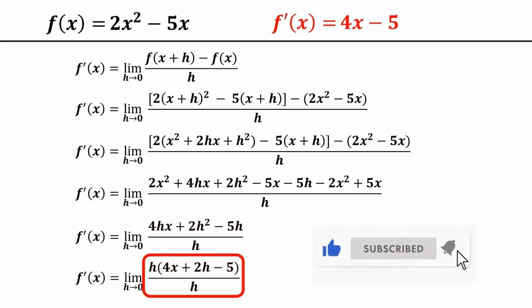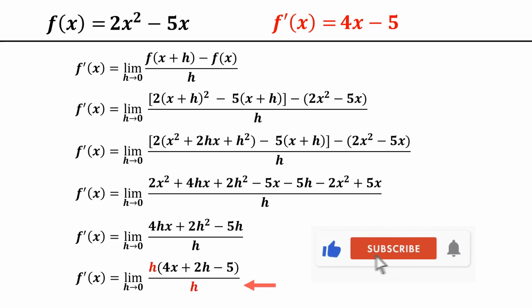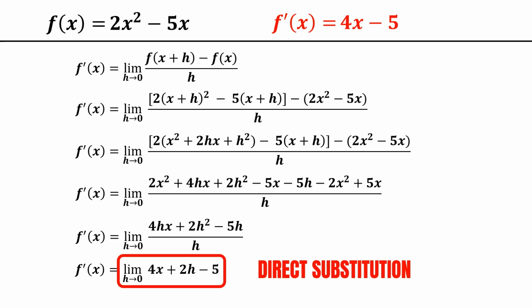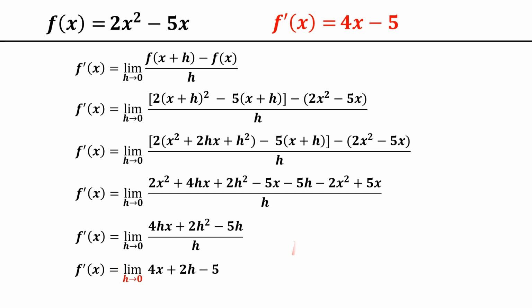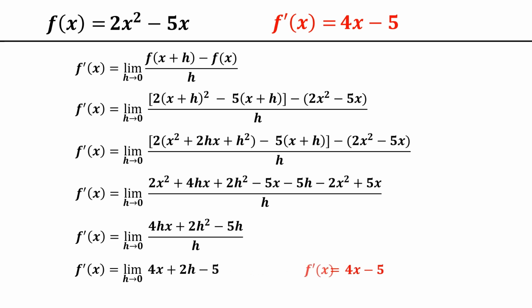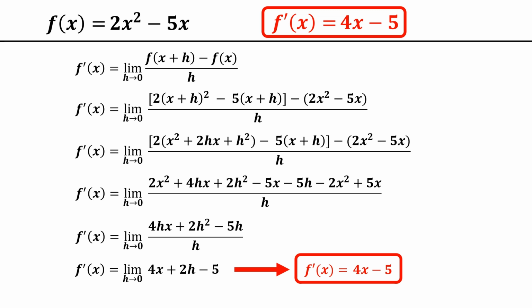Notice that this fraction can now be simplified, as we have h in the numerator as well as in the denominator, so we can simply cancel them out. We can now solve this limit by using direct substitution. Since we have a limit as h approaches 0, by using direct substitution, we simply plug in 0 into variable h. By multiplying 2 with 0, we will just end up getting 0, so we can cancel it out. Finally, we end up with 4x − 5, and it is the derivative of the function f(x), which is exactly the same as what we obtained earlier by using the power rule.